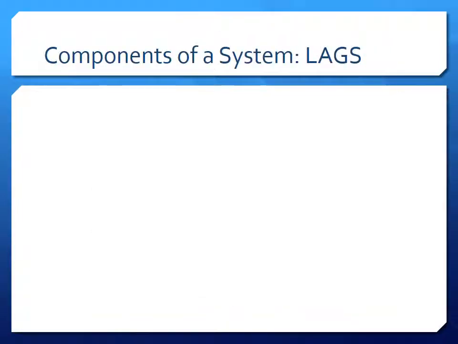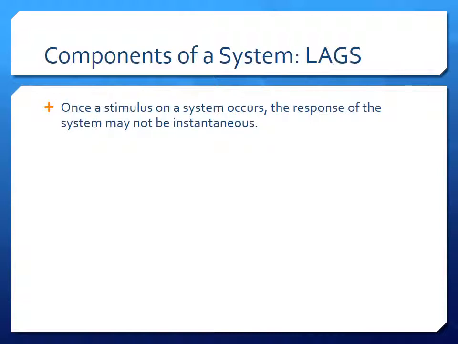The next component is lags. Lags are used in system dynamics to represent the fact that once a stimulus in a system occurs, the response of the system may not be instantaneous. So there could be a lapse in time, a delay between the stimulus and the response of the system.